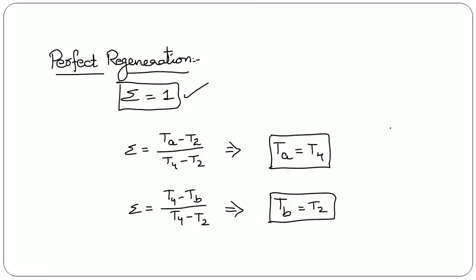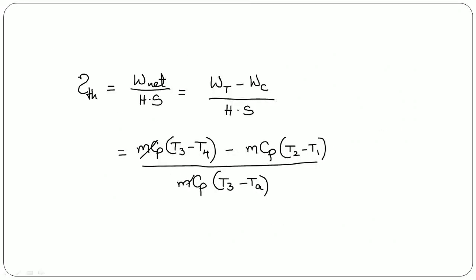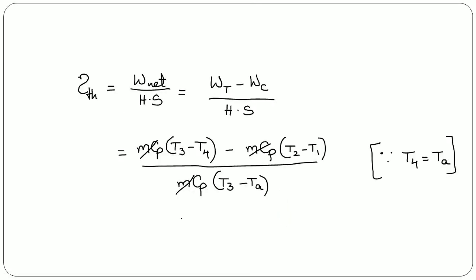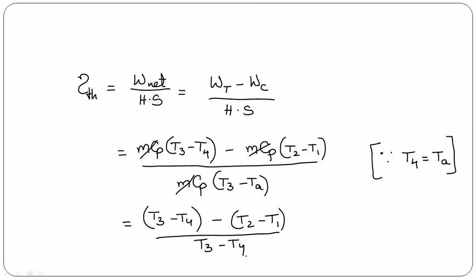Now if you observe carefully, mCp gets cancelled everywhere, and for perfect regeneration, T4 is equal to Ta. So that is what we have learned. For perfect regeneration, when effectiveness is equal to 1, Ta will be equal to T4. So in that particular case, we can write this as T3 minus T4 minus T2 minus T1 by T3 minus T4, or we can write this as 1 minus T2 minus T1 by T3 minus T4.